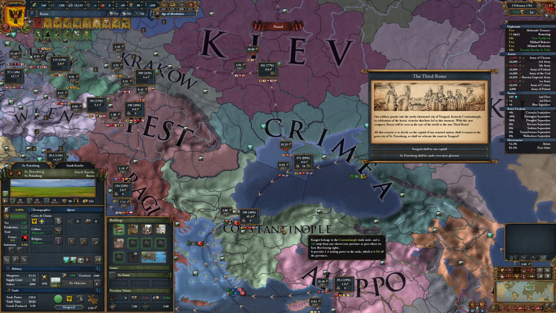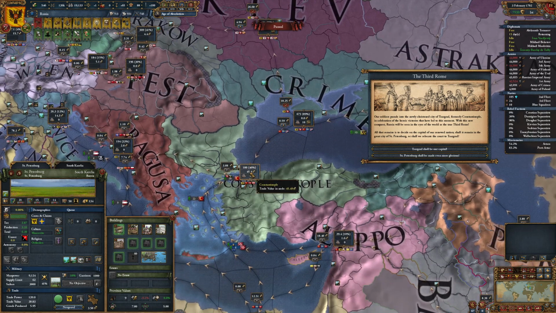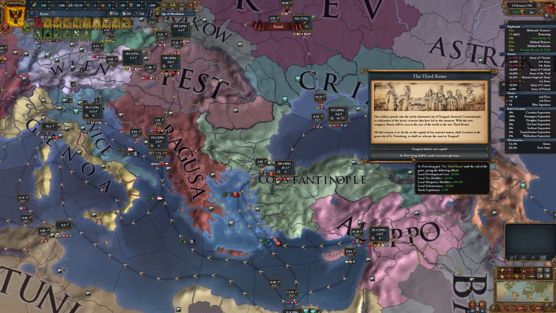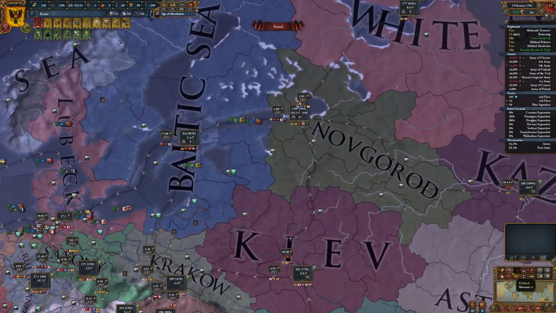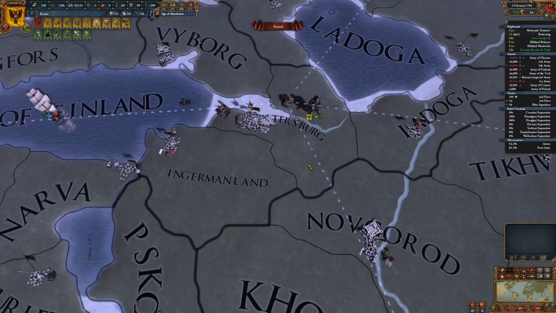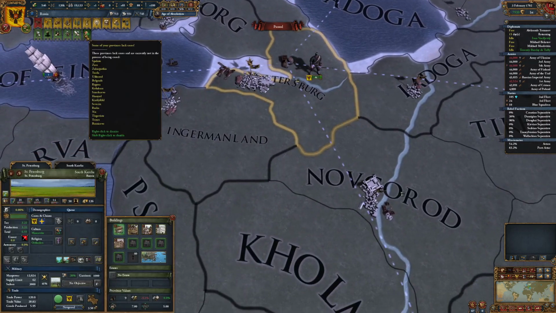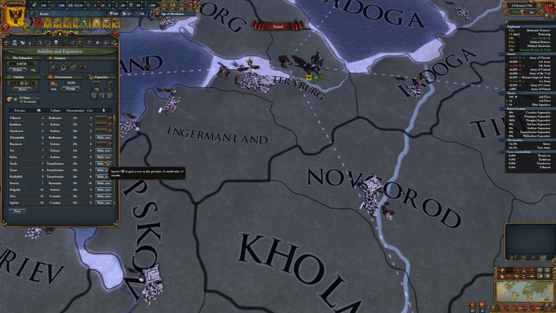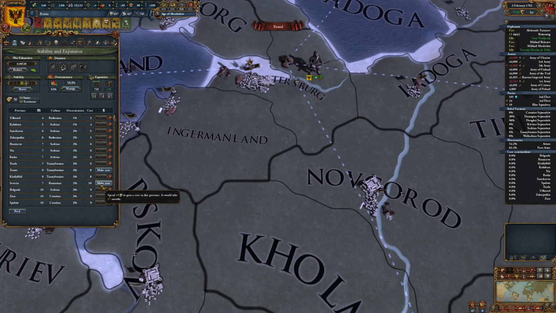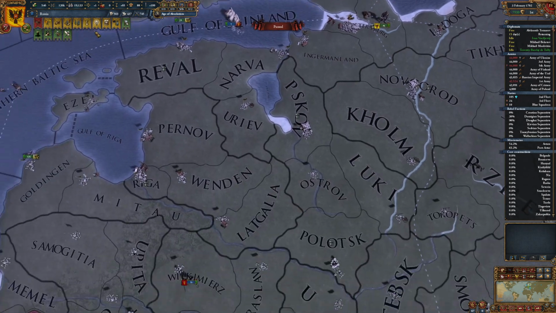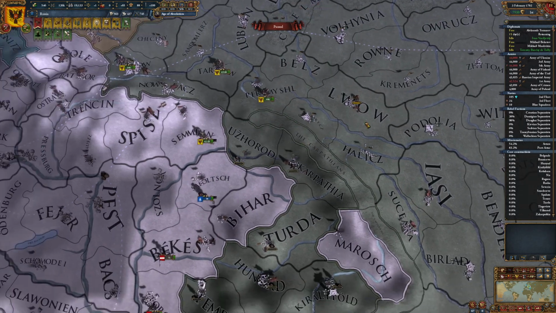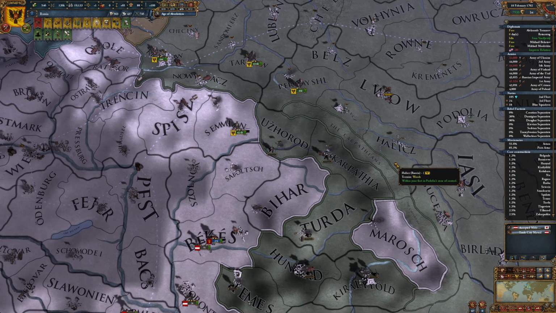Which I can do with Constantinople as the capital and main trade node. But yeah, we're going to keep our capital where it is. There we go, and let's speed up a bit.